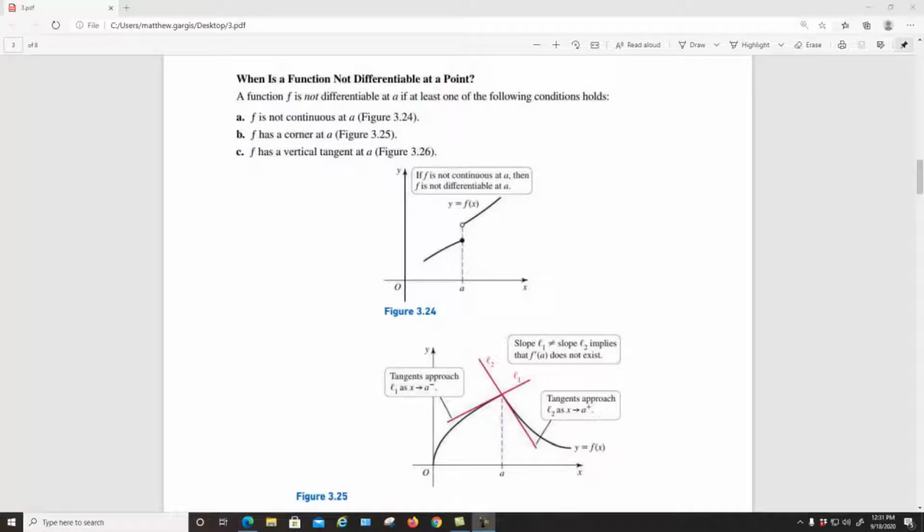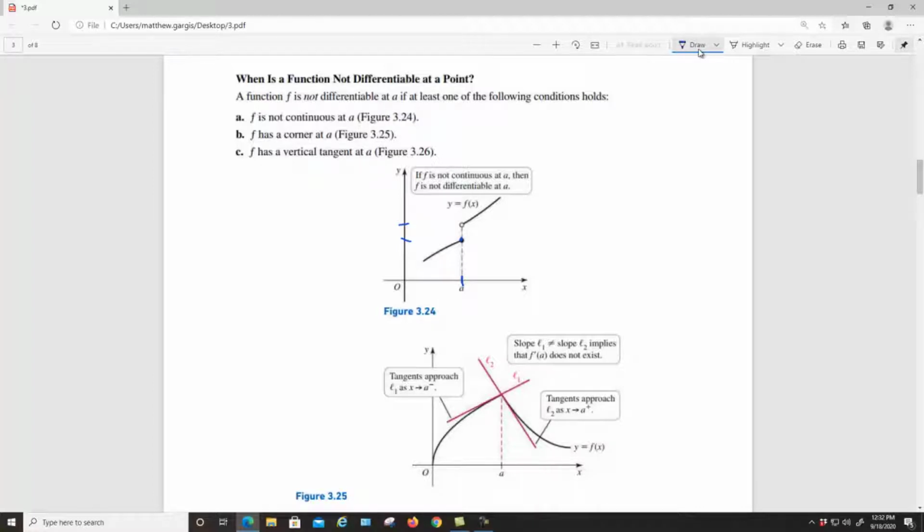When is a function not differentiable at a point? We've got three different diagrams here that show when a function is not differentiable at a certain point. F is not continuous at A. On this first graph, at A, it is not continuous because the y jumps from here up to here. So that is not differentiable at A. It is also not continuous at A. Remember, if a function is not continuous, then it's also not differentiable.